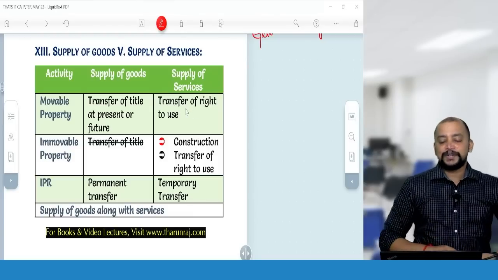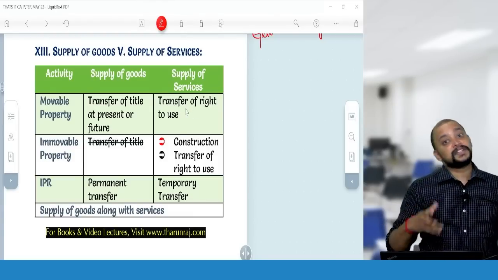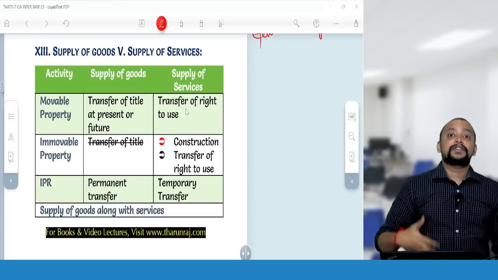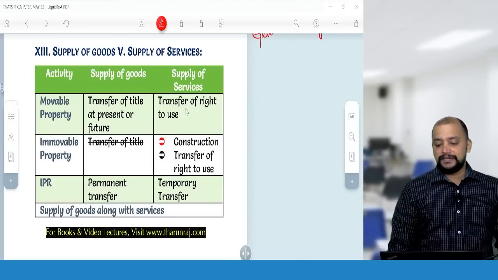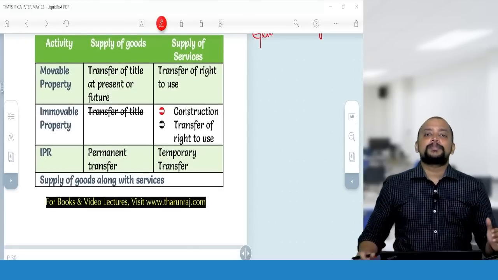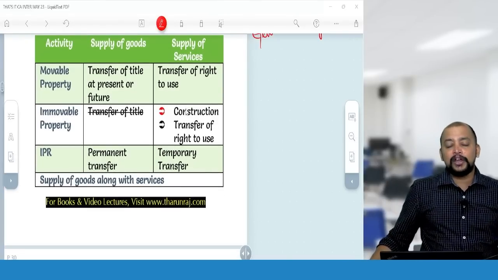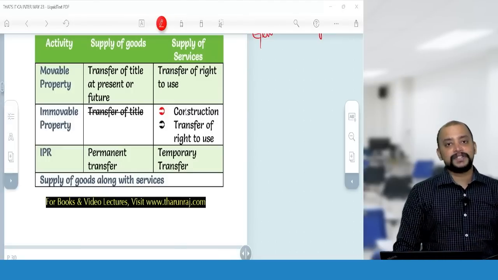Then immovable property will never be coming under supply of goods, but it will come under supply of service. Yes, bringing into existence an immovable property like construction, or transfer of right to use immovable property like renting of immovable property, that will become supply of service. Then IPR, intellectual property rights. If there is a permanent transfer of IPR, it will be coming under supply of goods. If there is a temporary transfer of IPR, that will be treated as supply of services.